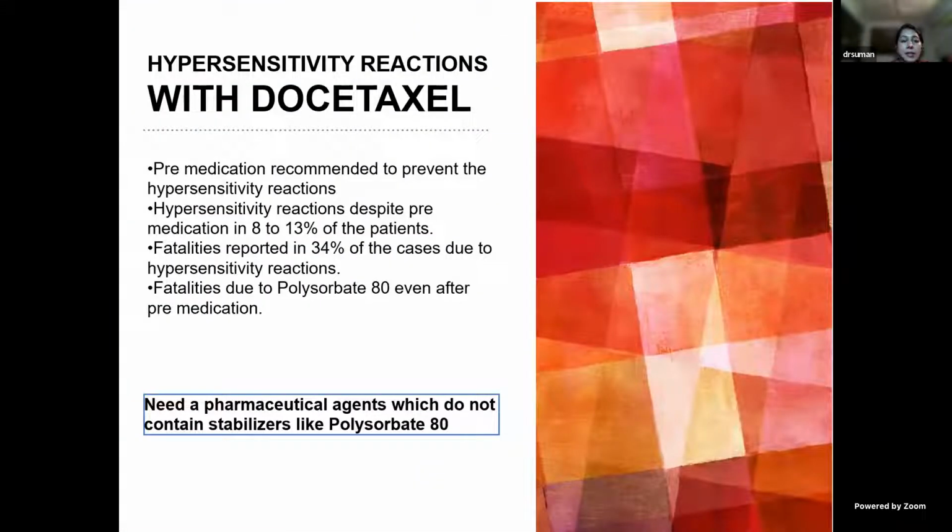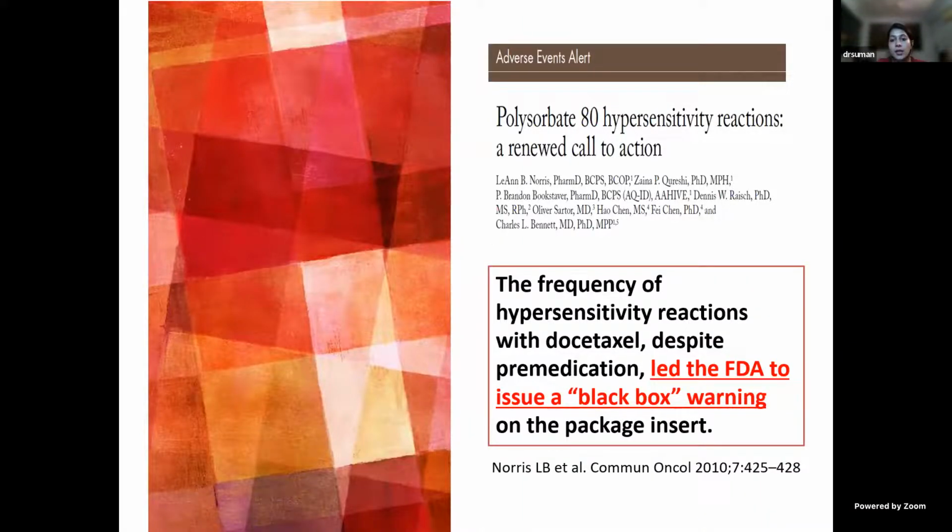Now, hypersensitivity with docetaxel, generally we overcome this by giving pre-medications, and we do reduce the incidence of hypersensitivity reactions with pre-medications. However, despite pre-medication, 8 to 13% of patients do develop reactions. Fatalities are reported in about 34% of the cases due to hypersensitivity reaction, and fatalities due to polysorbate 80 can occur even after pre-medication. So it's very important to find different alternatives, because this is a very widely used drug.